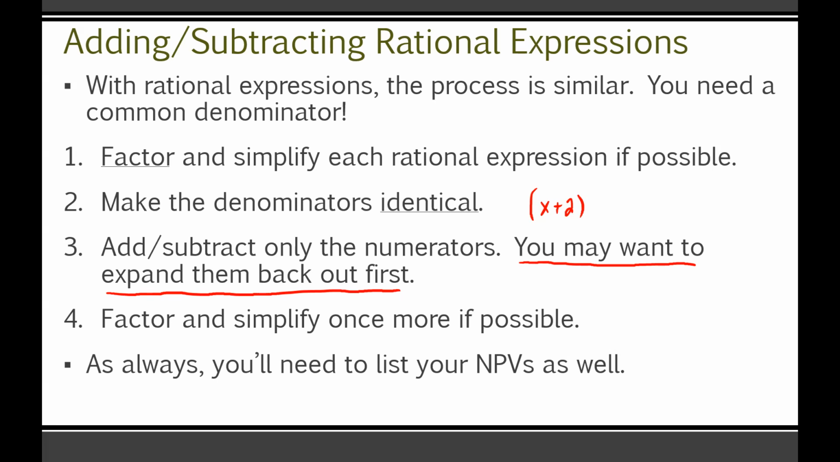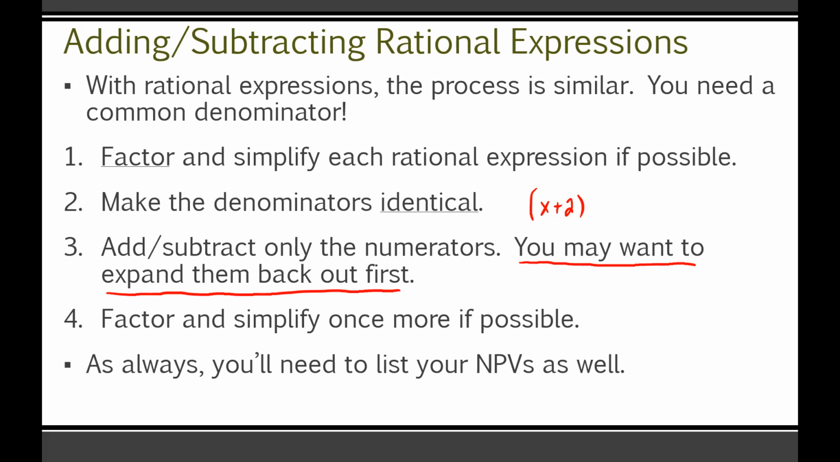Anyway, last step, factor and simplify once more if possible. That's kind of a funny one. Sometimes once you simplify everything, you can do it one more time and clean up anything else. That doesn't always happen, but it's a good thing to keep an eye out for. And then as always, you need to list your NPVs as well. That's your non-permissible values. As you can see right now, that's a lot, right?